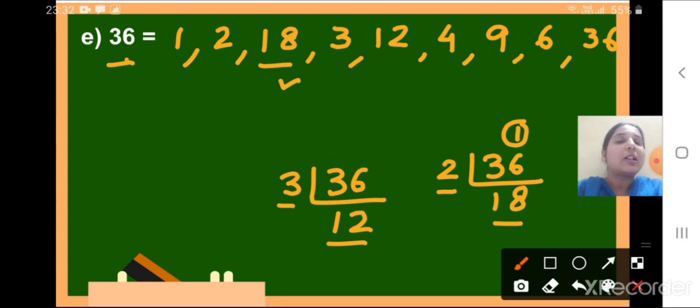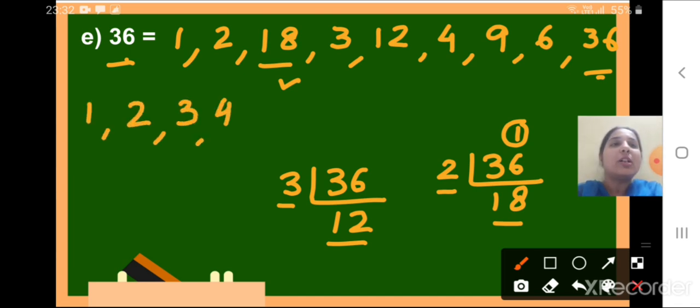The largest factor of a number is that number itself, so we will not move further. After 36 we will not move further. So what are the factors of number 36? They are 1, 2, 3, 4, 6, 12, 18 and 36.